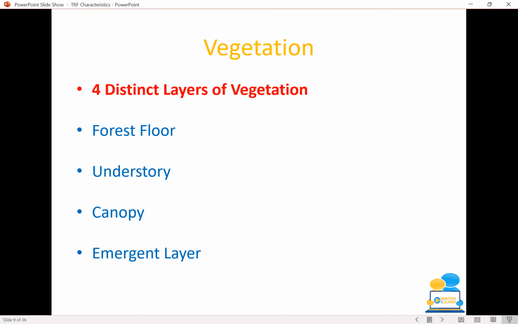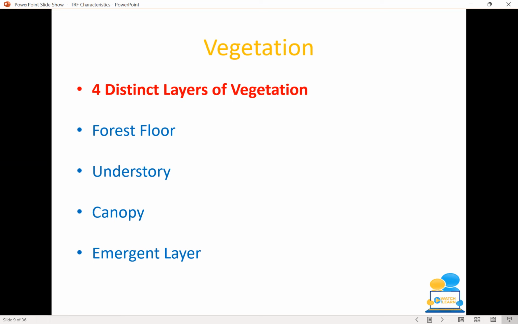At the very bottom, we've got our forest floor, which as you can imagine is very dark because of the huge height that the trees are growing to. Above that, you've got your understory. Above that, you've got what is called the canopy. And at the very top, we call it the emergent layer. These are the four distinct layers, and we're going to have to look at each of these in a little bit of detail.